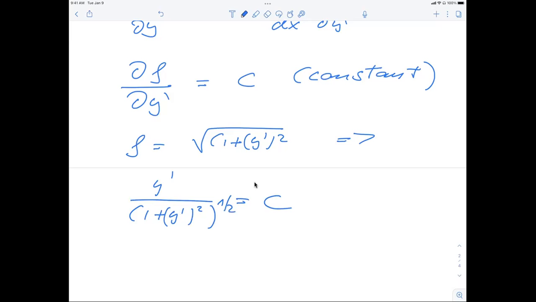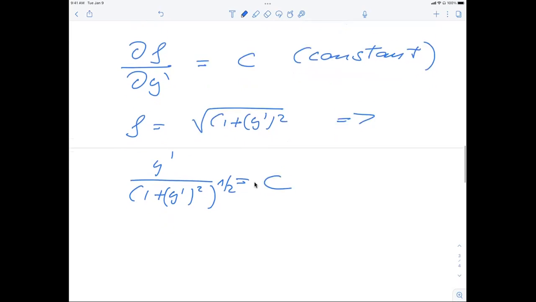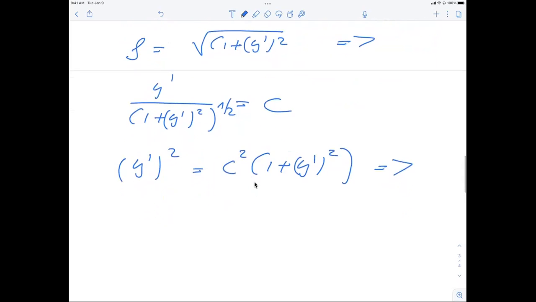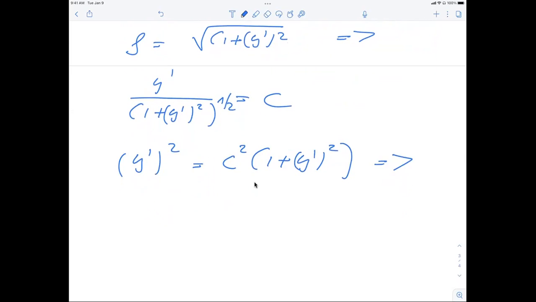So the next thing I do now, I square both sides. If I square both sides, what we're going to get is (y')² equal to c² times (1 plus y'²). That means, if I now shuffle over the y prime terms, and I have terms in c², so I isolate the y prime terms, what I get is y'² times (1 minus c²) is equal to c².